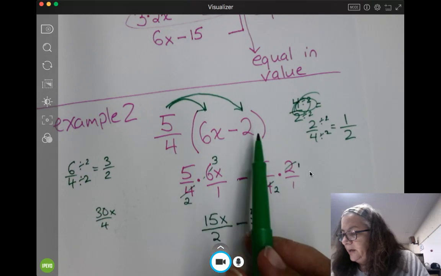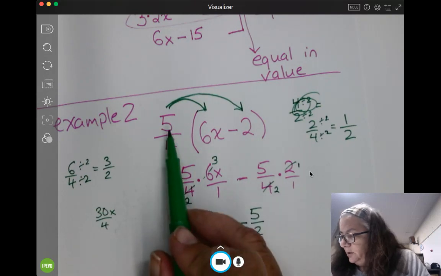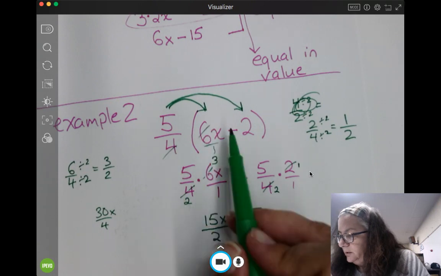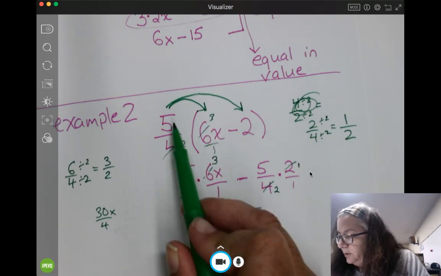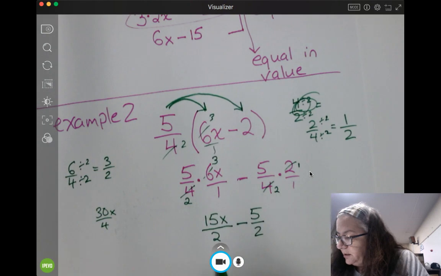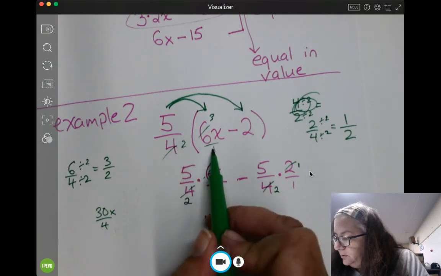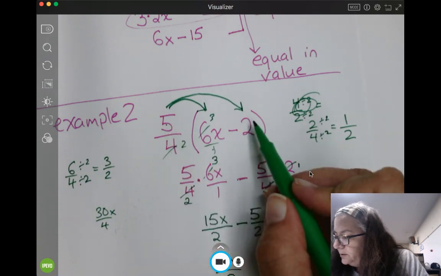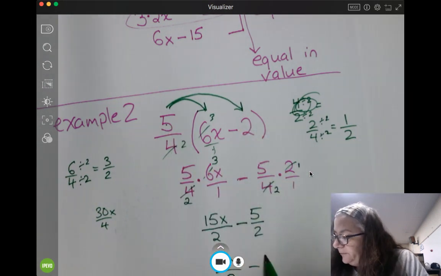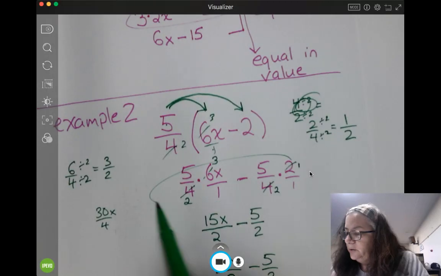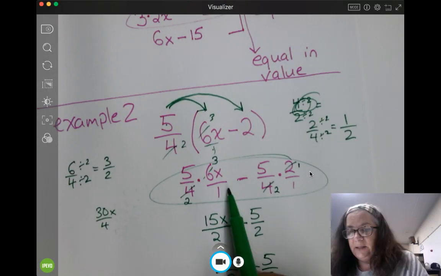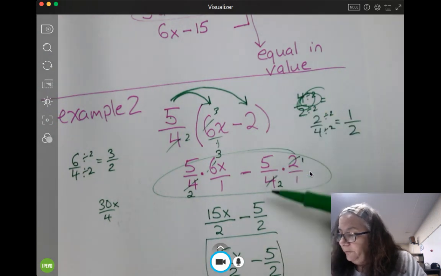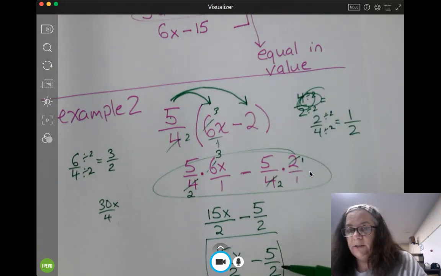Now, could I have done that without writing all that out? Sure. Let's see, 5 times 6 over 1. I could have cross-canceled, and I would have gotten 3 over 2. 5 times 3 is 15, so I would have gotten 15x. 2 times 1 is 2. Then I could have said 5 over 4 times 2 is 10 over 4. 10 over 4 simplifies to 5 over 2. So I could do it without that step if I want, but that step is very helpful. So there's my answer. Now, by the way, all 4 of these are equivalent expressions.